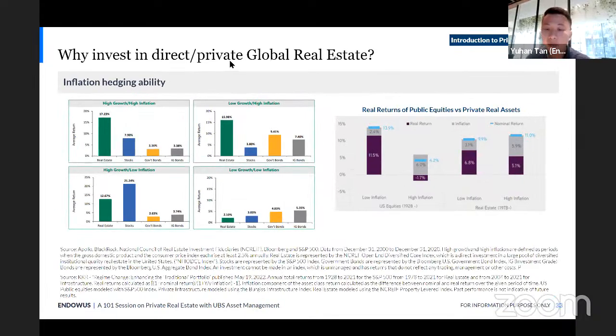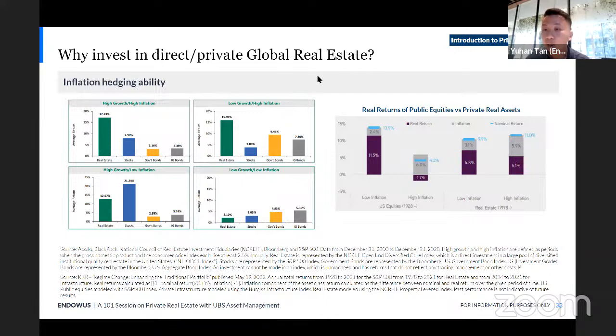I would also like to add that private real estate has historically displayed an ability to hedge against inflation. On the left graph, we can see that in the two scenarios where inflation has been high, private real estate tends to do very well with returns of more than 15%. If we further break down the returns as seen on the graph on the right, even though US equities still gave a nominal return of about 4.2%, if you strip away the effects of inflation, US equities actually provided a negative 1.7% real return.